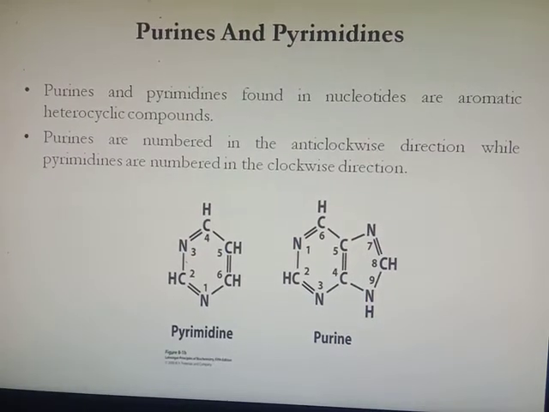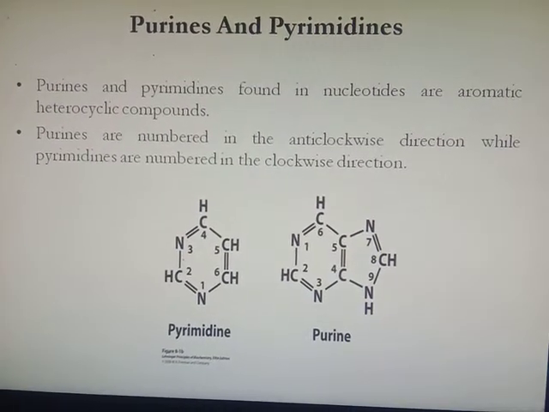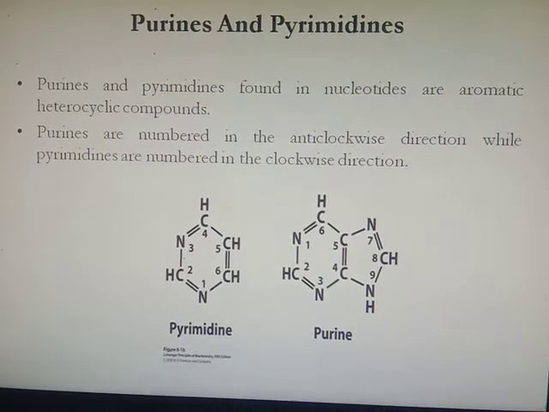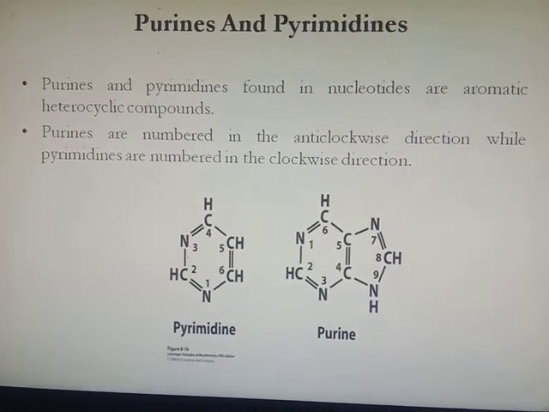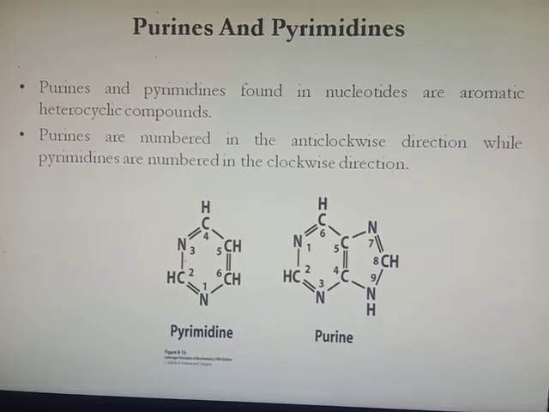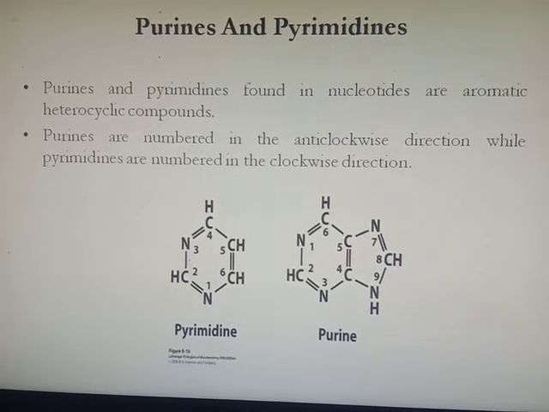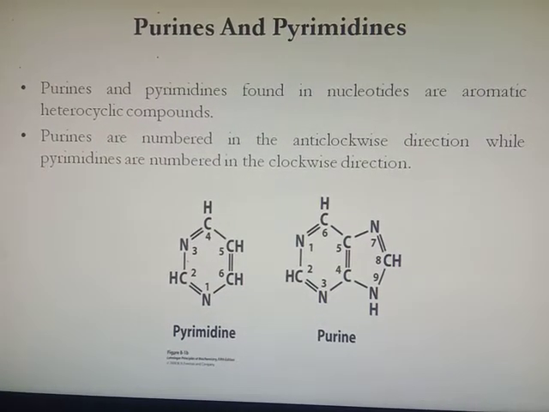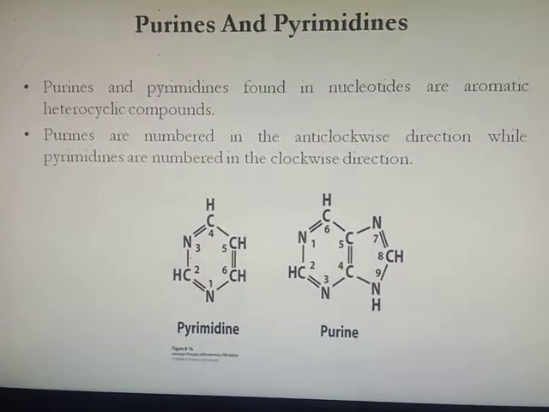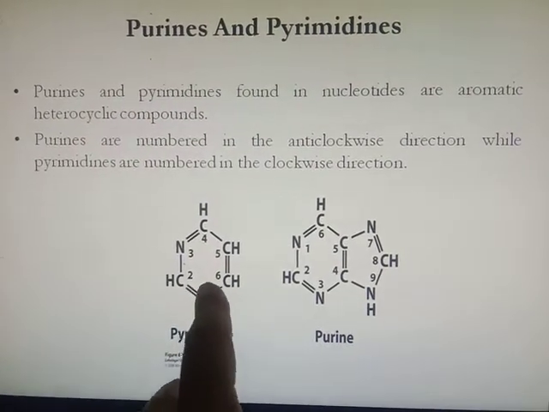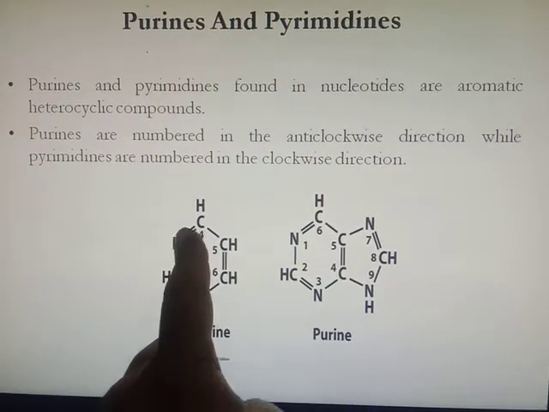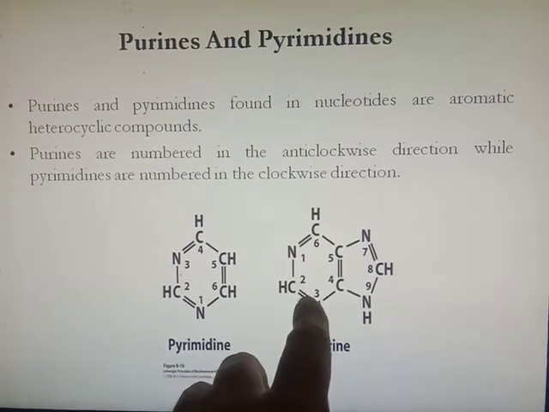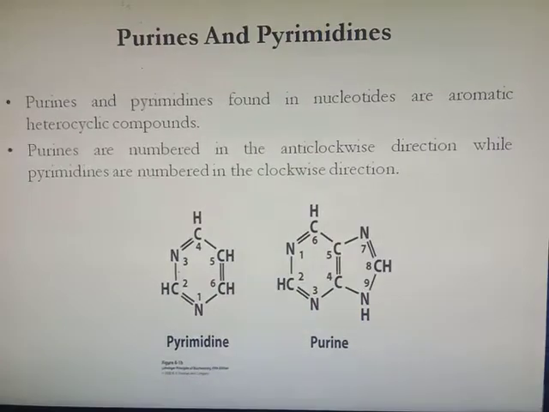The nitrogenous base present in purine is numbered in anti-clockwise direction, while in pyrimidine the numbering is in clockwise direction. The purines are made up of a 9-member ring, not 9 carbon, it is 9 member, whereas pyrimidines are made up of a 6-member ring. Here you can see the pyrimidine is numbered clockwise, whereas in purine it is numbered anti-clockwise.